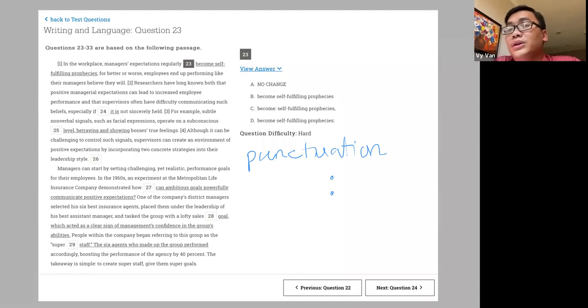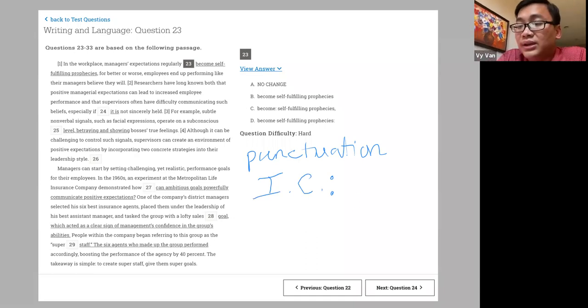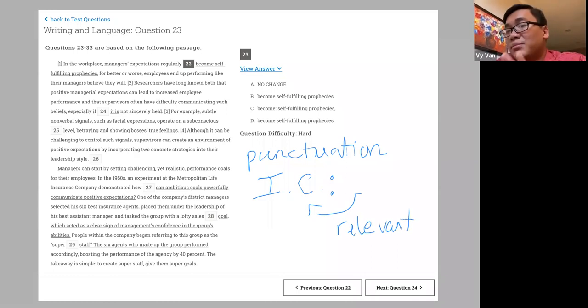The only rule I want you to remember is this. Before a colon, you must have an independent clause, a complete sentence. After the colon, something has to be describing the thing before it, the noun before this. So it has to be relevant. And it could be anything. It could be a phrase, a fragment, a sentence. It doesn't matter. But the most important rule is before a colon, you must have an independent clause.